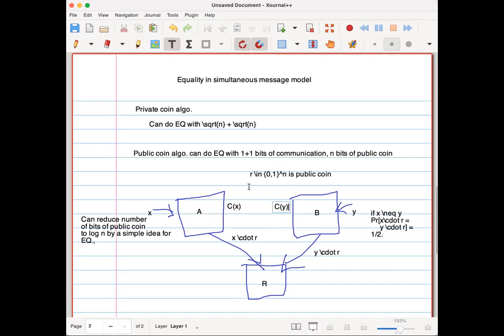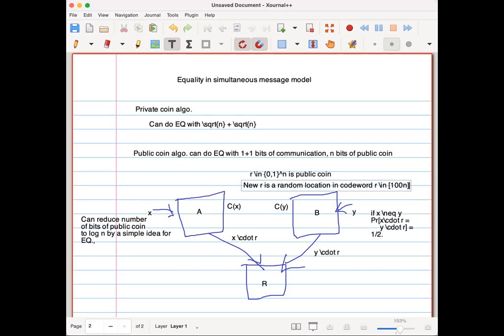Now, in the cleverer protocol, what we'll do is that the new R is a random location in the code word. In other words, R is a random number between 1 and 100. So the number of bits required to choose this R is only order log n bits. In fact, it's log n plus log 100.